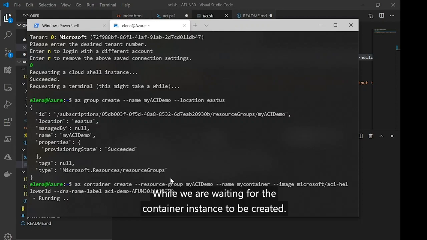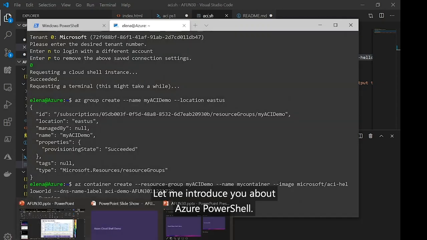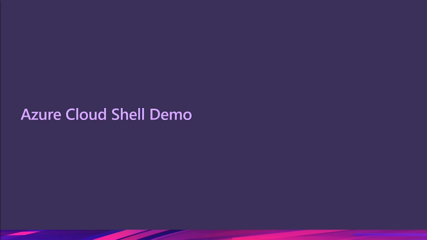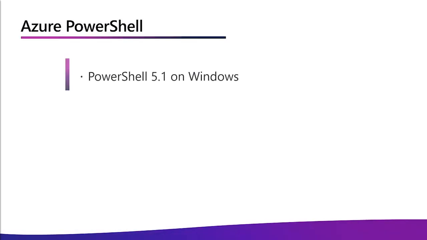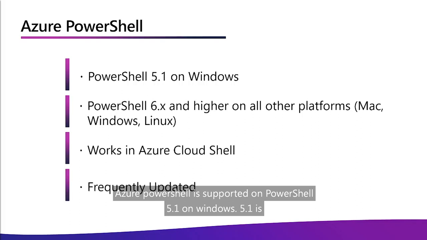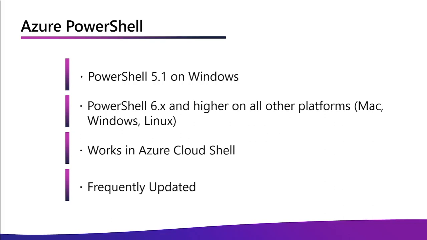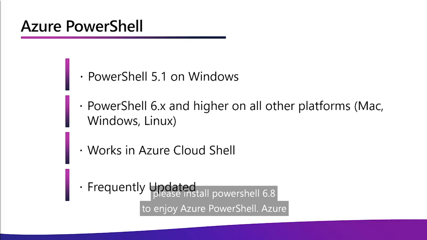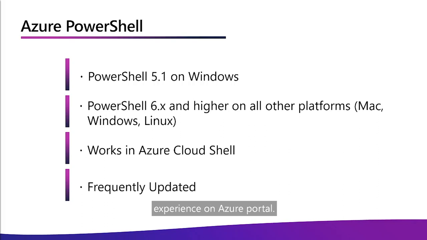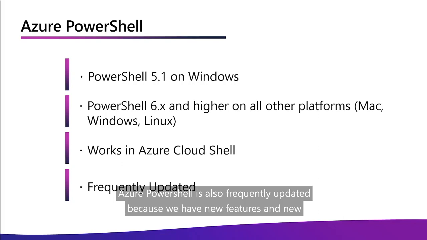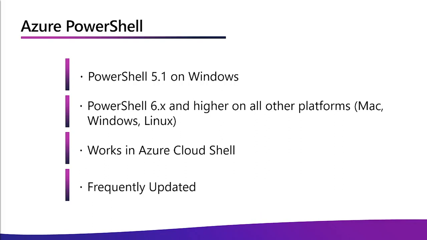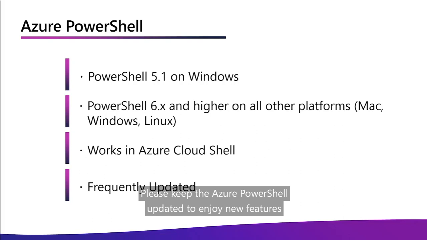While we are waiting for the container instance to be created, let me introduce you to Azure PowerShell. Azure PowerShell is supported on PowerShell 5.1 on Windows. 5.1 is only supported by Windows OS. If you are using Linux or Mac OS, please install PowerShell 6.x to enjoy Azure PowerShell. Azure PowerShell also works in Azure Cloud Shell. I've already shown you how to switch between Bash and PowerShell experience on the Azure portal. Azure PowerShell is also frequently updated because we have new features and new solutions on Azure. Please keep Azure PowerShell updated to enjoy new features.